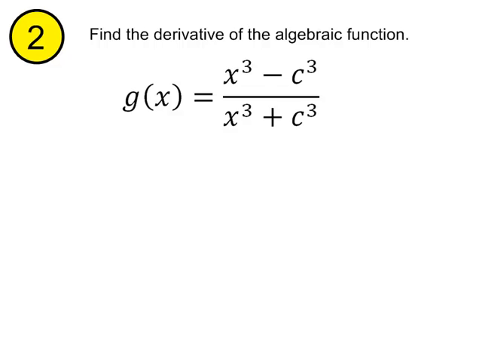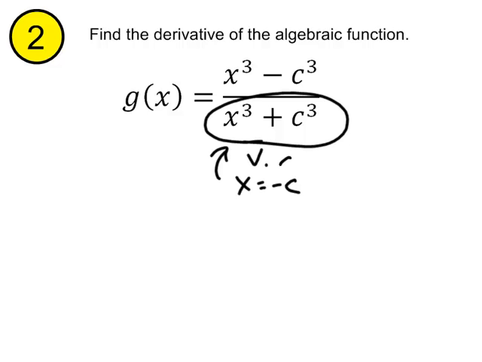Now, it would take more calculus techniques than we know at this time to really do a detailed analysis of what this function looks like without using a graphing calculator. But right off the bat, you should be able to determine where the vertical asymptotes are going to be. Isn't it pretty evident that if x equals negative c, that's where we're going to have a vertical asymptote?